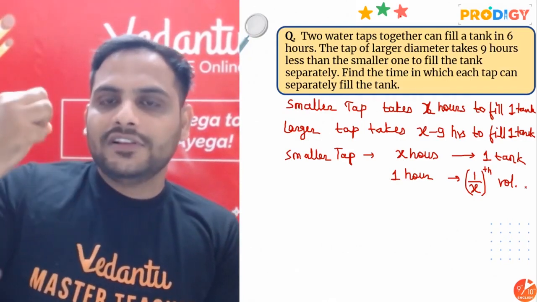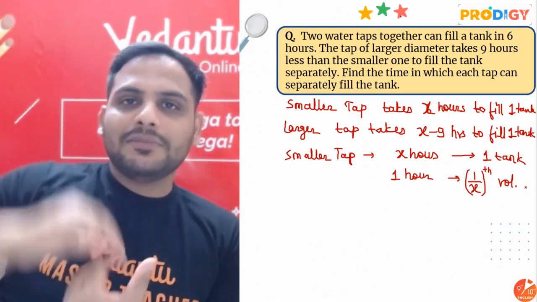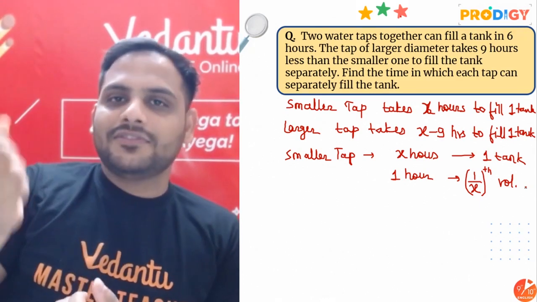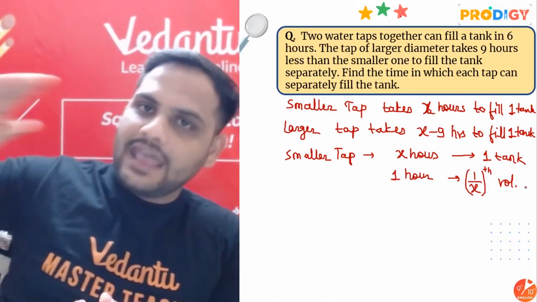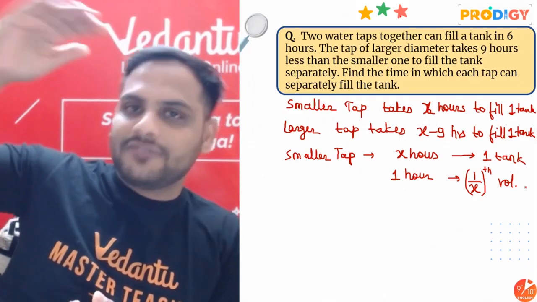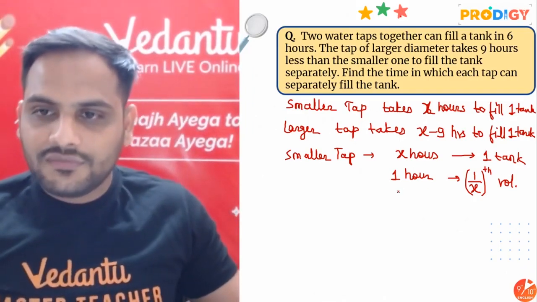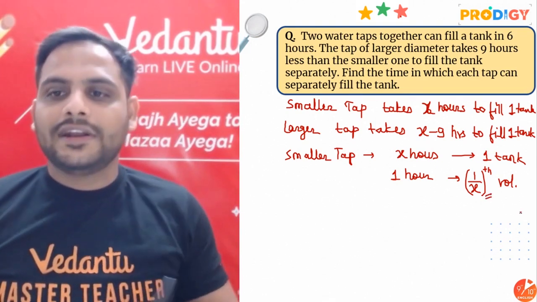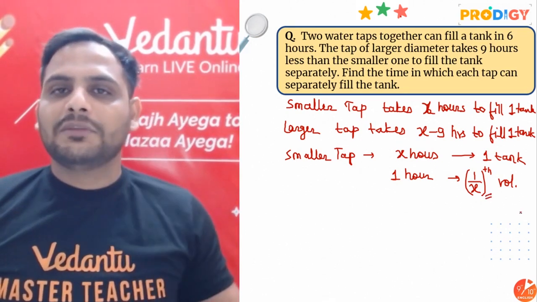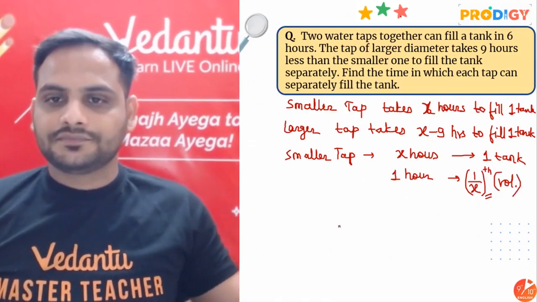If a tap fills a tank in 3 hours, every hour 1 by 3, 1 by 3, 1 by 3 will be filled. If a tap is filling a tank in 5 hours, every hour 1 by 5 will be filled. In total, one full tank will be filled. Okay? So this is very important for us, that smaller tap in 1 hour fills 1 by X of the tank. Okay? This is in the volume terms we are saying.